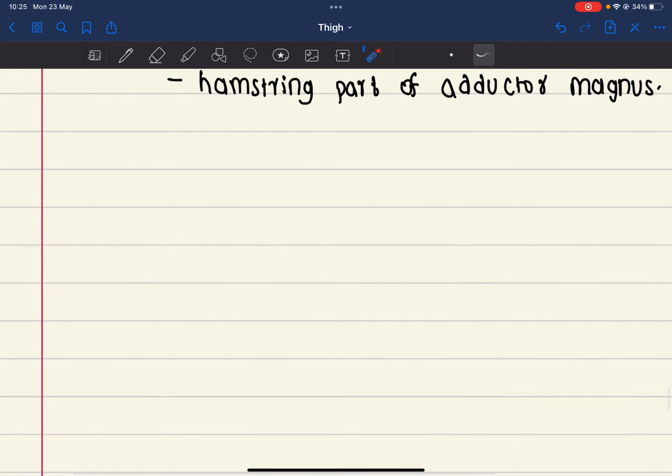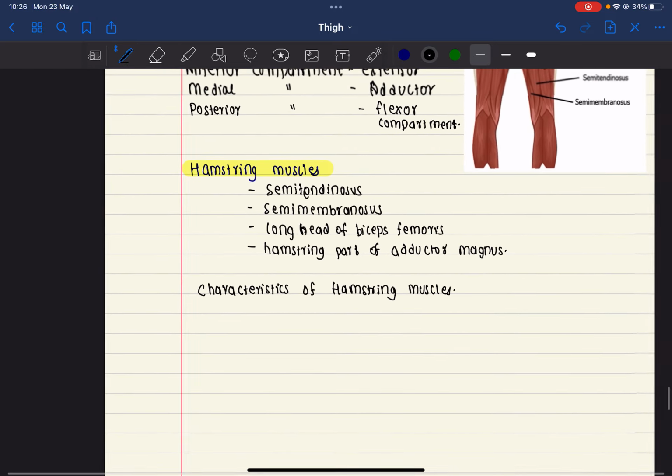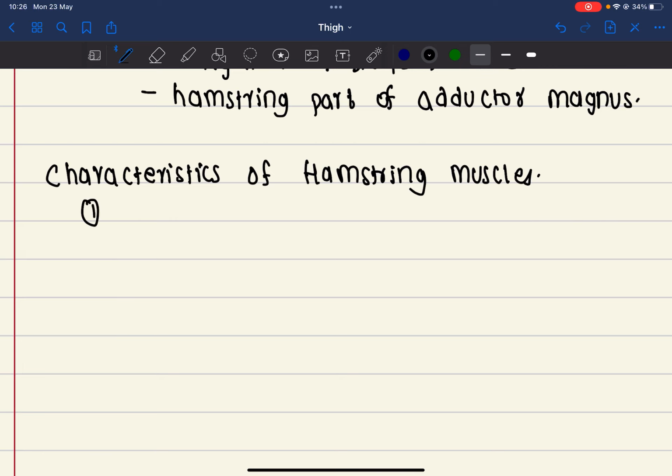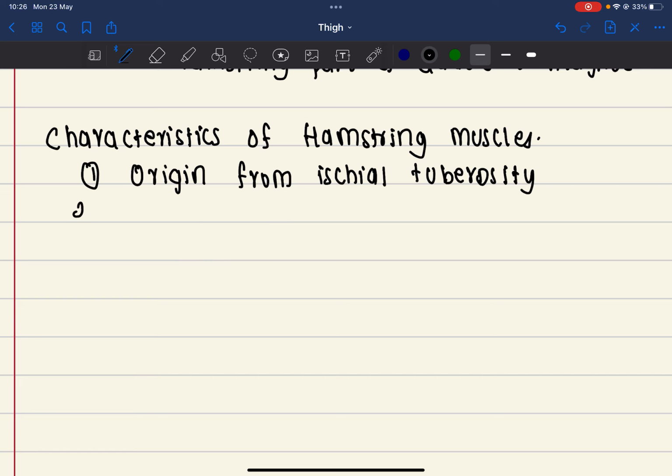So the characteristics of the hamstring muscles. The first characteristic is they have a common origin. They originate from the ischial tuberosity. यो चाहिँ ischial tuberosity बाट originate हुन्छ.